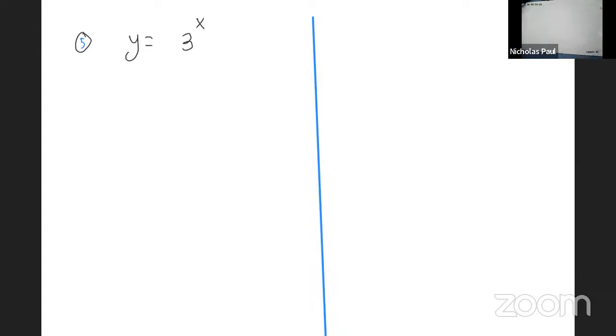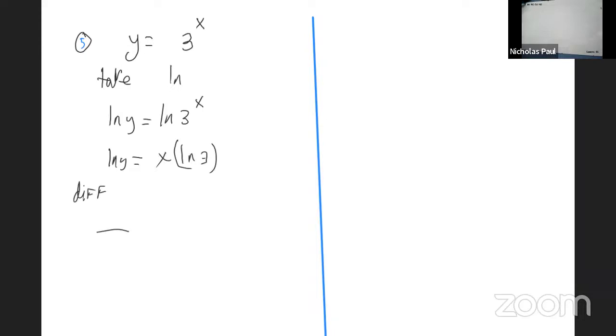All right, let's see how it went. So the first thing I will do here is take ln on both sides, right? So I'll get ln y is equal to ln 3 to the x. So ln y is equal to x ln 3. Ln 3 is a constant, so I'll leave it right there. And now I'm going to try to differentiate.